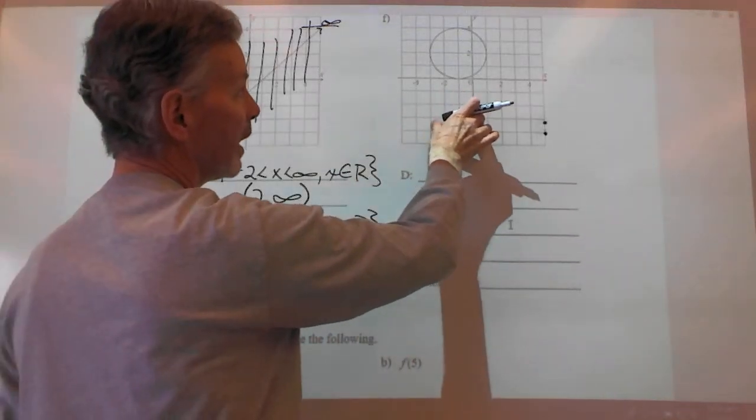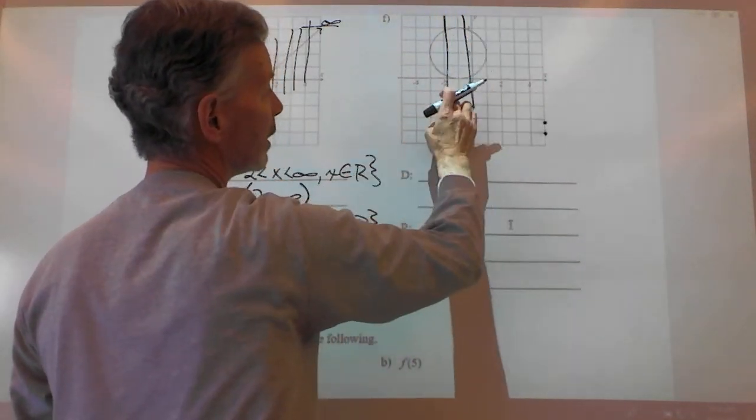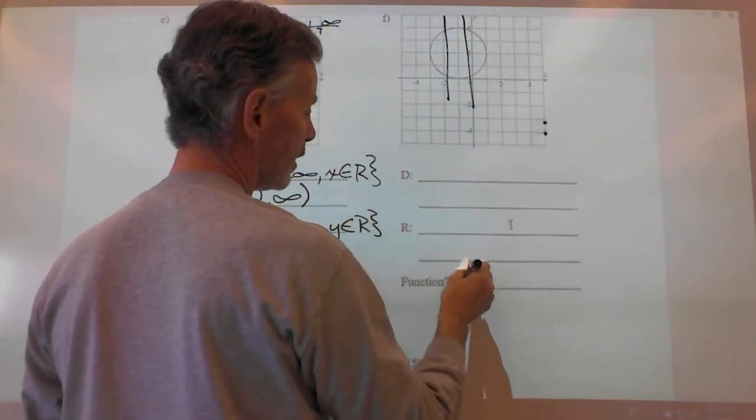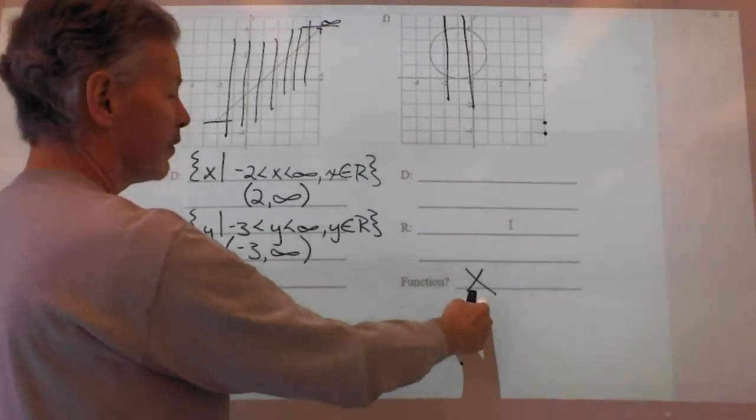If we take a look at F, it is not a function because it fails the vertical line test. So we say, no, it's not. It fails.